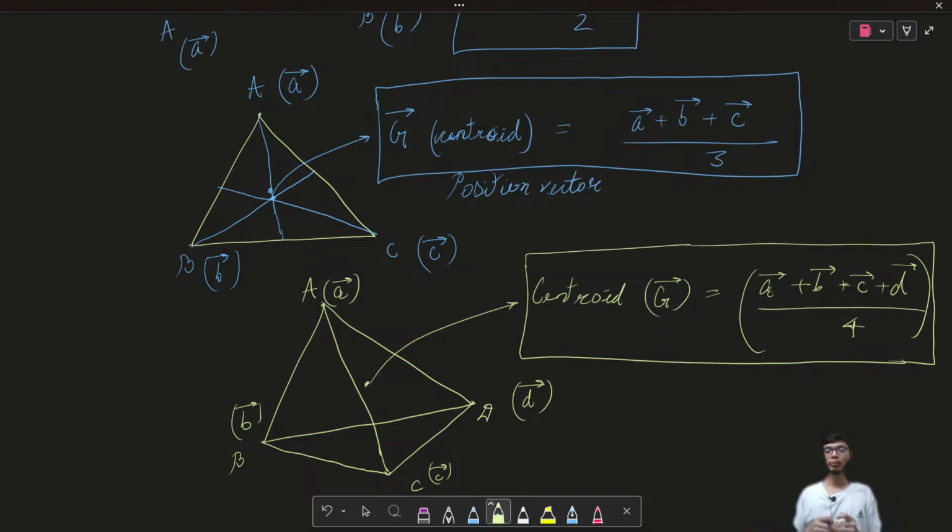All right, so these are the two important results that you need to relate to while you solve questions. Okay, so I hope this part is clear to all of you. Is this part clear?